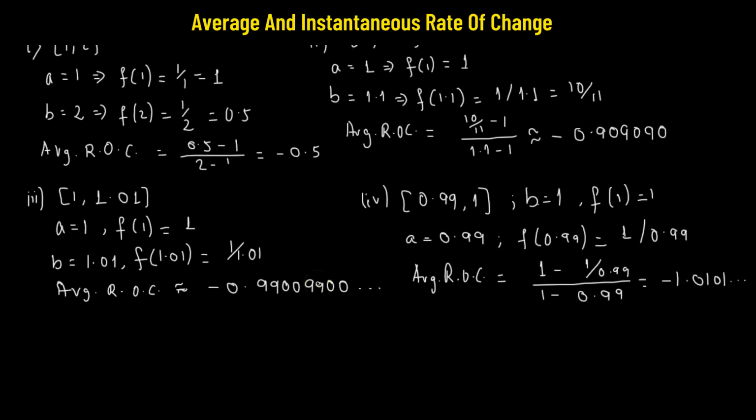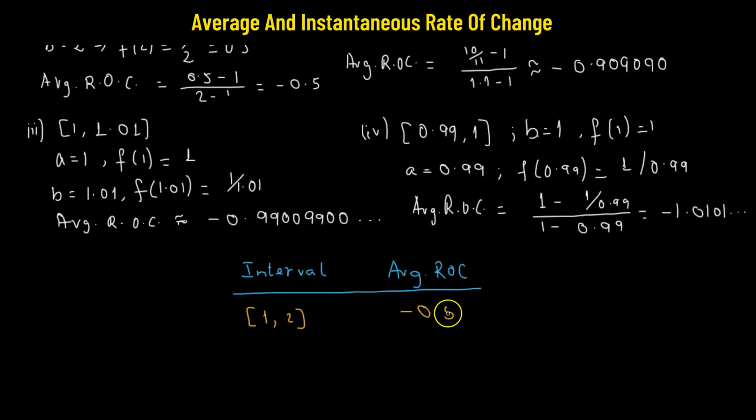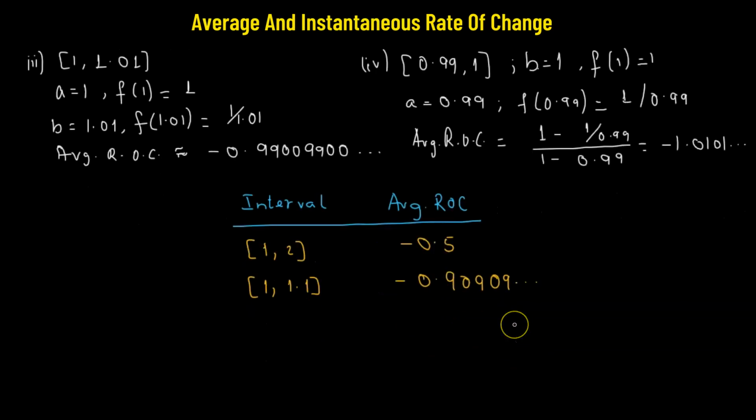So we now have the average rate of change for each of the 4 intervals. Let's tabulate all these values. For the first interval 1 to 2, we got negative 0.5. For the second interval 1 to 1.1, we obtained negative 0.90909, and so on.